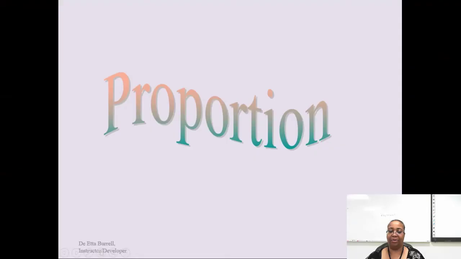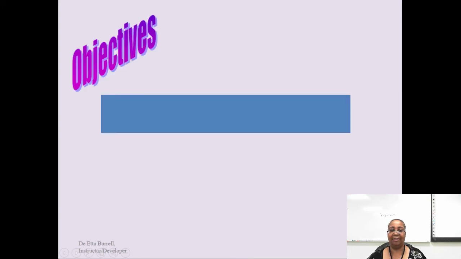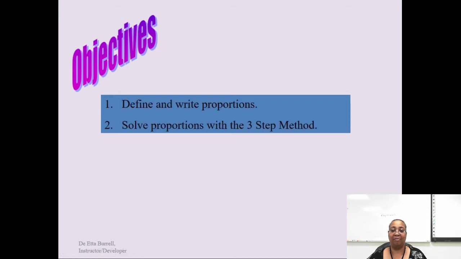Good morning. Today we're going to be starting to work on proportions. Now, what I want to do today is define what a proportion is and then show you how to solve proportions using the three-step method.